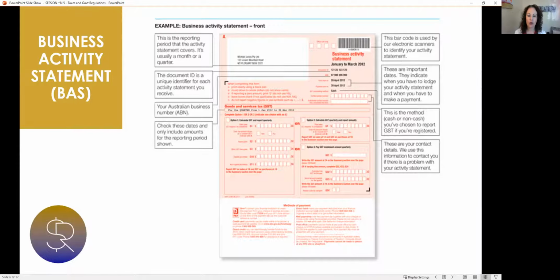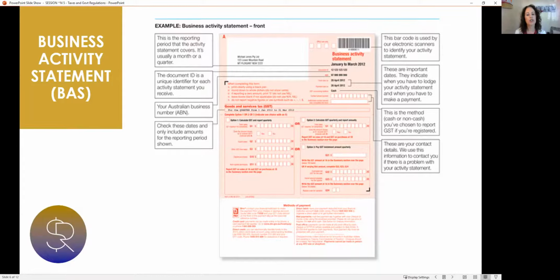So this is where we record all of the sales or income we've received in our business and all the related expenses that we've paid out and the GST applicable, as I went through before on those numbers. But there are a number of other items that you may or may not need to report on a BAS, namely income taxes or PAYG withholding for employee taxes, and we'll go through those soon.